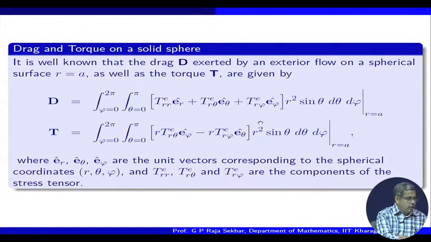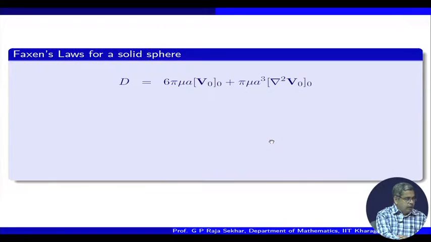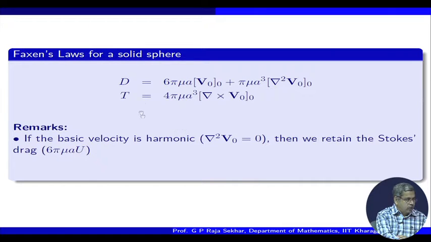Of course, there we consider stream function. So, there is no dependence of phi, but here it is the arbitrary case. So, the corresponding drag and torque can be obtained, where these are the stress components. But Faxon has given a very nice representation of drag and torque.